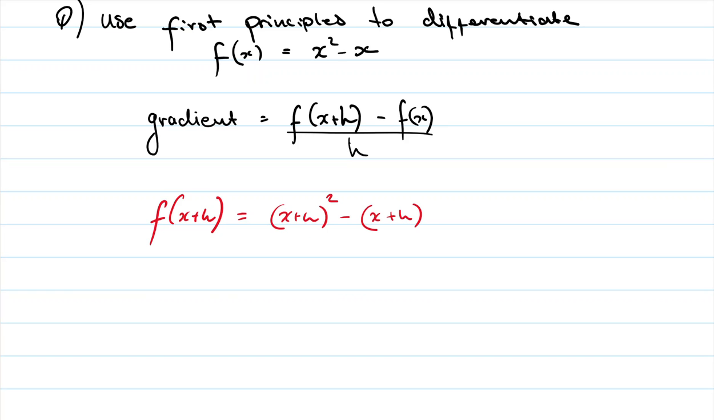So let's simplify that. x squared plus 2xh plus h squared minus x minus h. So I've literally just got that bit. Now I can get the gradient. So the gradient is f of x plus h. That's what I've just simplified there.